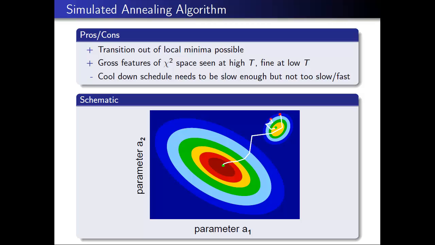The cool-down schedule is all user input, and it has to be slow enough, not too fast, not too quick, in order to have things like this happen, to come out of this local minima. Those are all user inputs. It could be tricky to tune them to your problem.